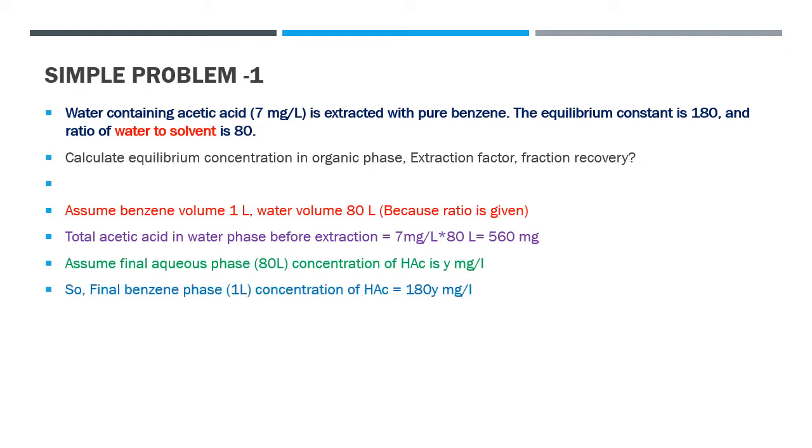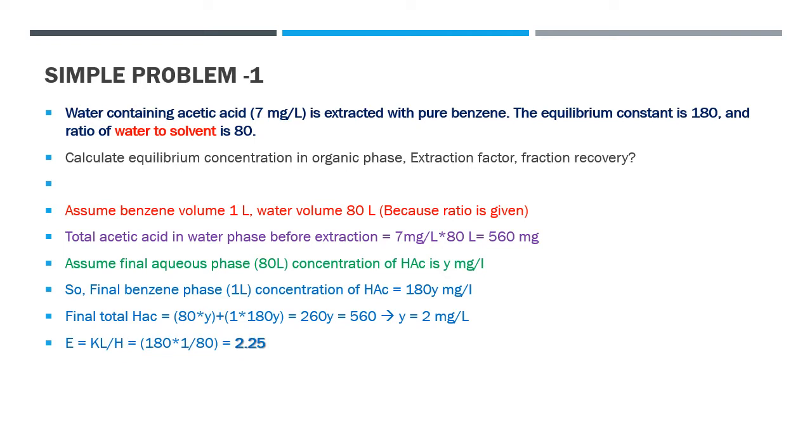In the organic layer the concentration will be 180 Y, because we know the equilibrium constant is 180. So the total amount of acetic acid in both phases will be 80 Y plus 1 into 180 Y, because 80 Y is for the aqueous phase and 180 Y is for the organic phase. Essentially it is 260 Y. So the total amount is 260 Y after extraction, and before extraction it is 560. That means 260 Y equals 560, and Y is around 2 milligram per liter.